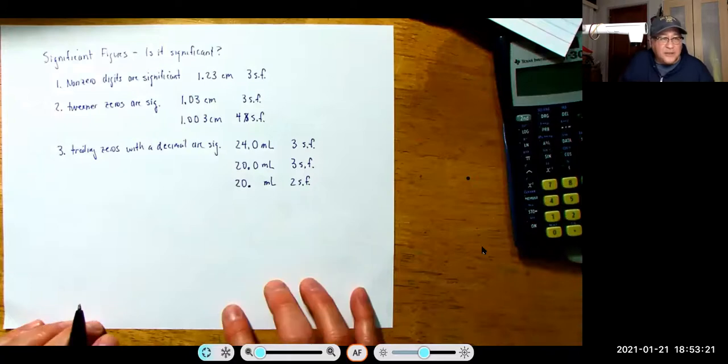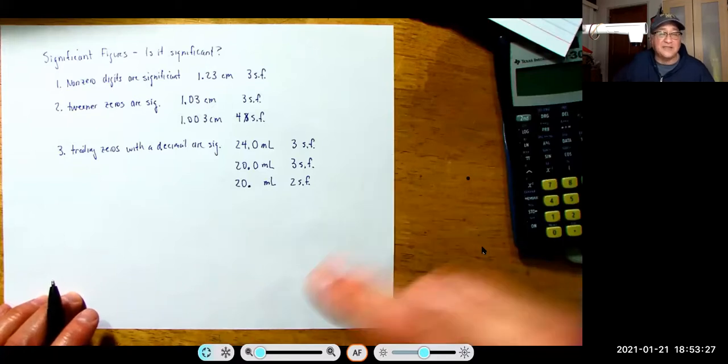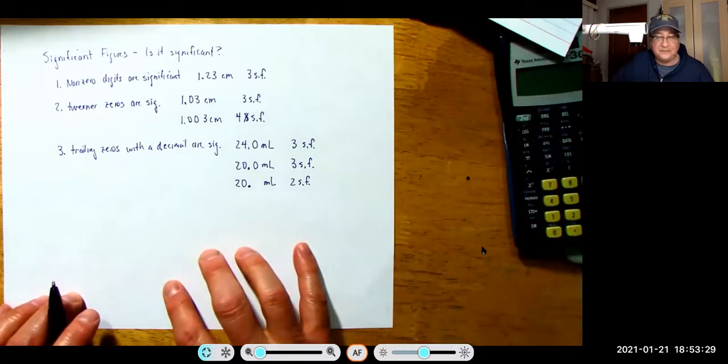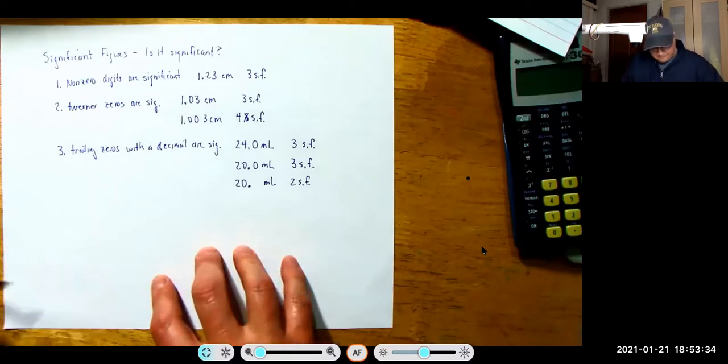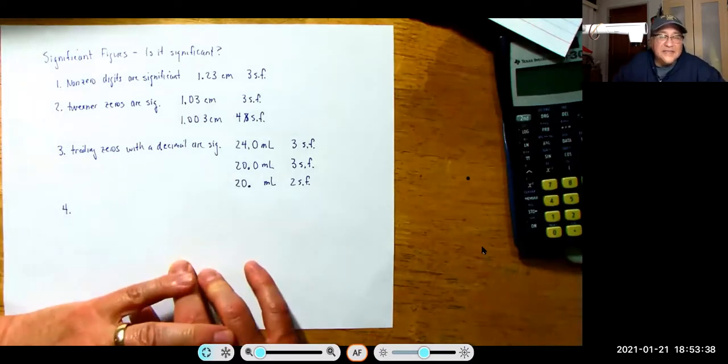Are there any questions about trailing zeros if you can see the decimal? That's a yes or no. Are there any questions about that? Okay, I'm seeing a bunch of no's, so we're going to move on. The next rule is one where the zero is not significant.